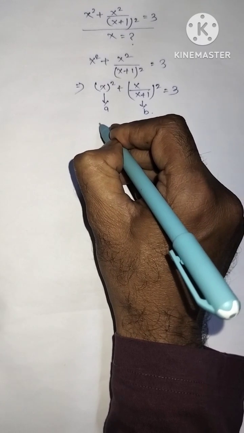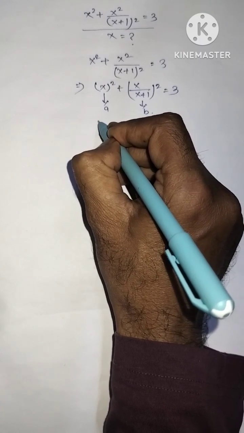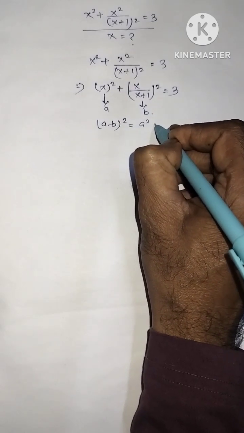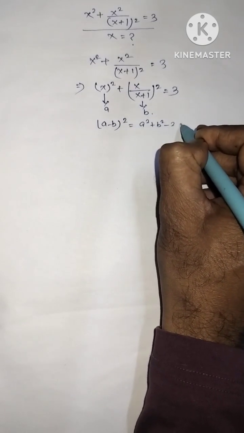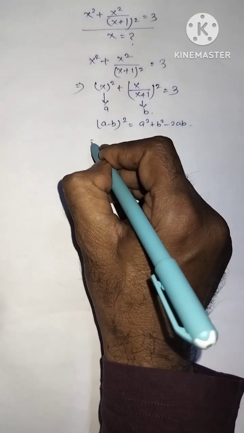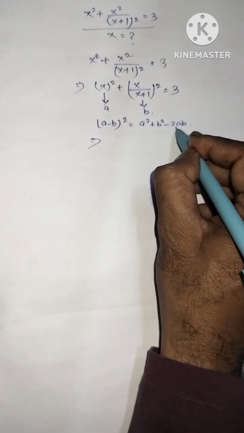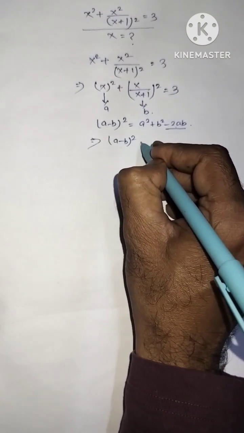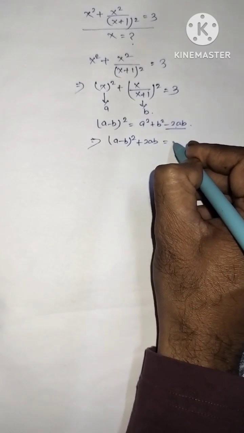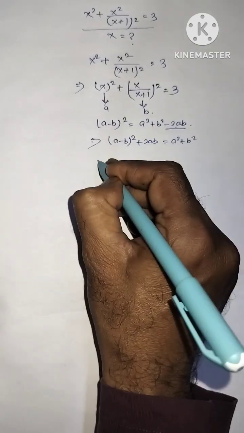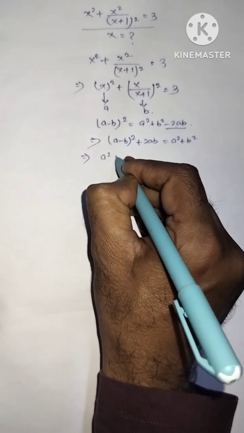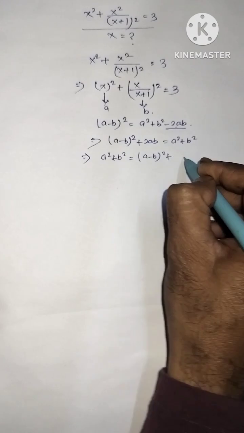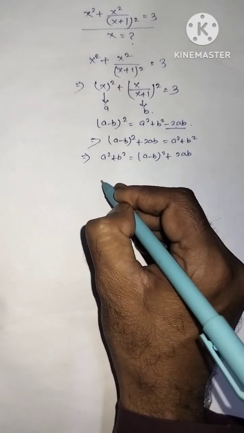So here I will use the identity (A minus B) whole square is equal to A square plus B square minus 2 times A times B. Here I will bring this term to the left hand side, so we can write (A minus B) whole square plus 2 times AB equal to A square plus B square. That means A square plus B square will be equal to (A minus B) whole square plus 2 times AB.